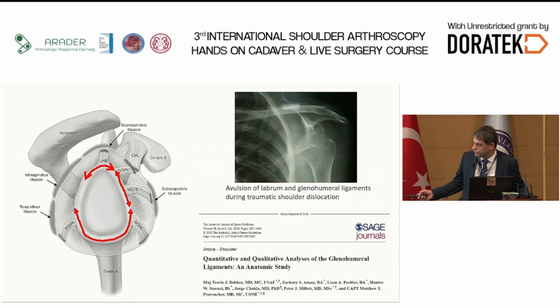These are the places of the insertion of the ligaments. This is the inferior glenohumeral ligament, which starts from 3 o'clock to 9 o'clock: anterior bundle, axillary portion, and posterior bundle. This is the place of the insertion of the middle glenohumeral ligament and superior glenohumeral ligament, and the superior part from 11 to 1 o'clock is the insertion of the long head of the biceps tendon.